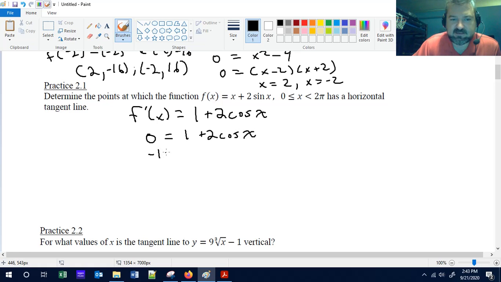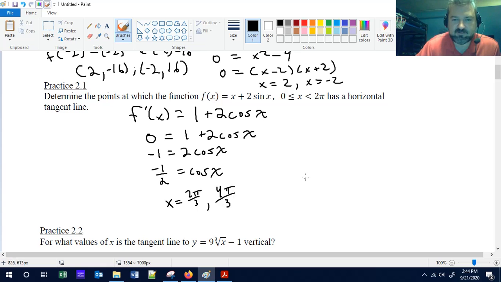So I get negative 1 is equal to 2 cosine of x. So that's negative 1 over 2 is equal to the cosine of x. So when does that happen? Well, cosine is equal to negative values in quadrants 2 and 3. And so this is going to be at x equals 2 pi over 3 and 4 pi over 3.